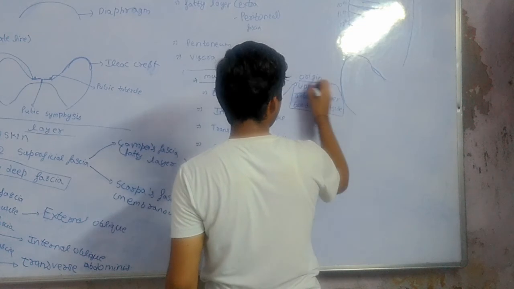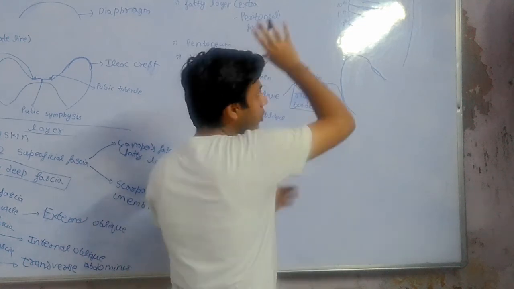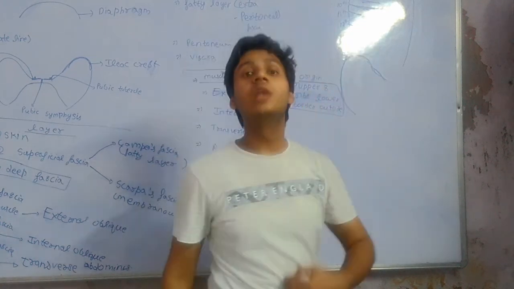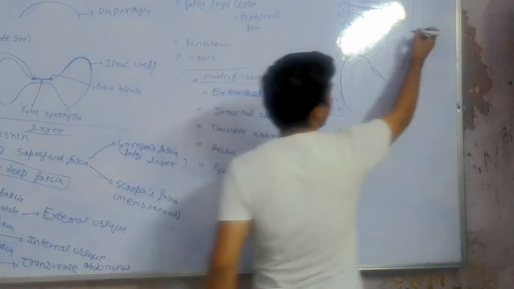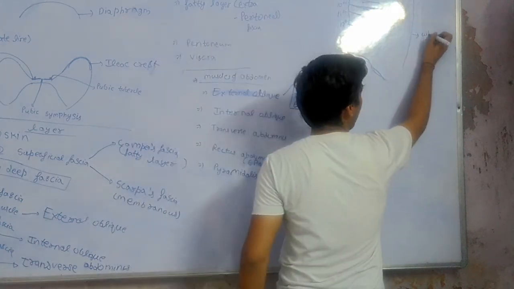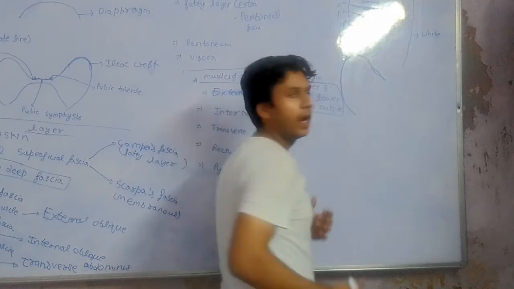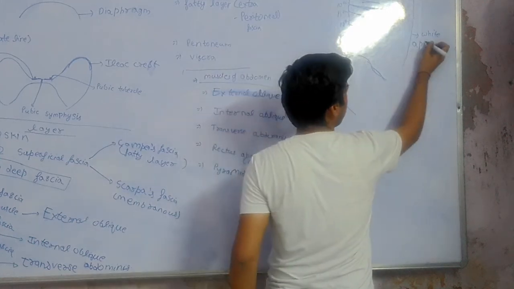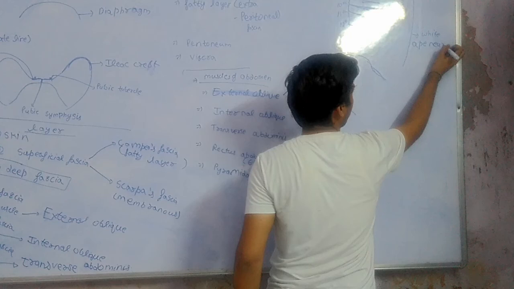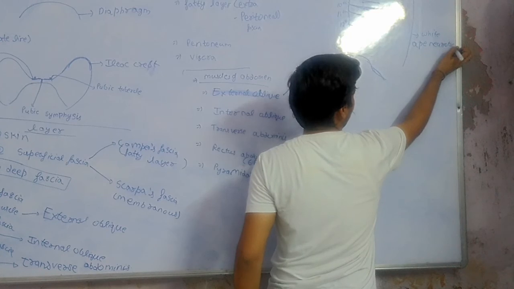Done. This is origin. Insertion is going to center. Here is a whitish line present called linea alba. A white aponeurotic line. Aponeurotic means a flat tendon.